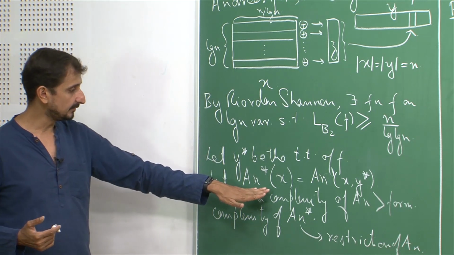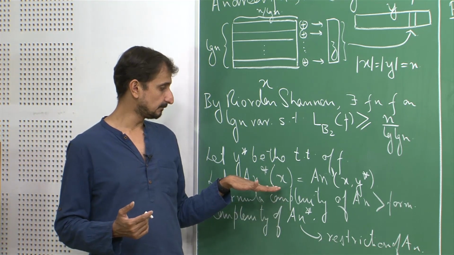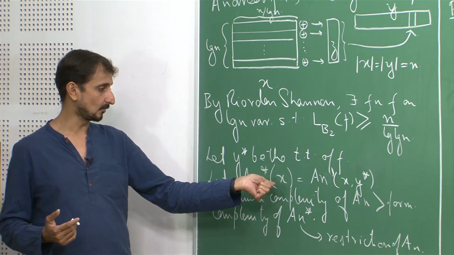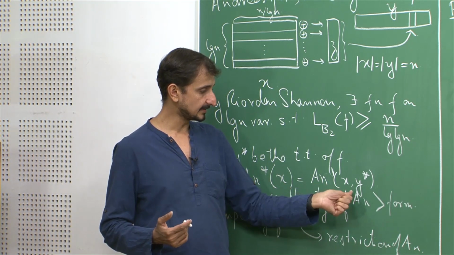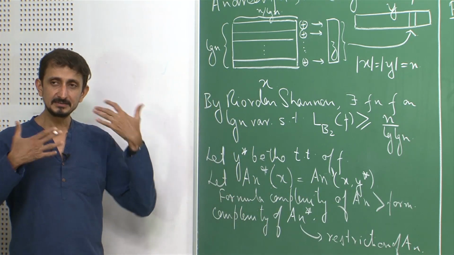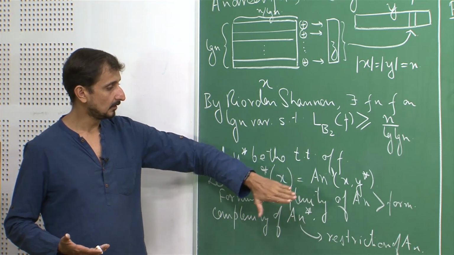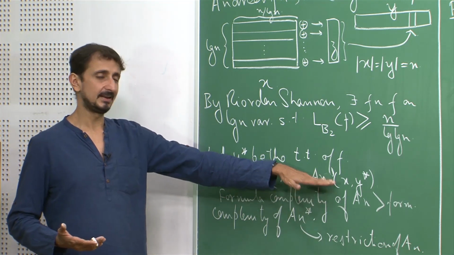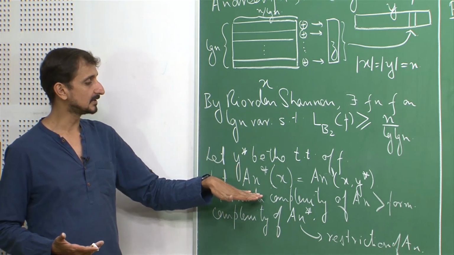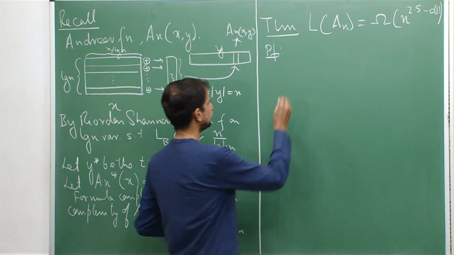And we define a new function A_n star, which is basically a restriction of the function A_n. A_n star of x, a function on one variable, is A_n of x comma y star for this specific y star. The reason we are doing this is that ultimately we want to show a lower bound on the formula size of A_n, but because A_n star is a restriction of A_n, showing a lower bound on the formula size of A_n star will also suffice for us.